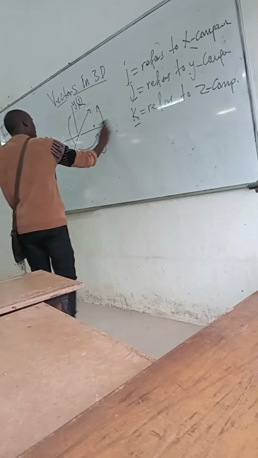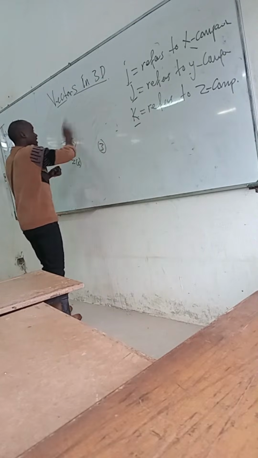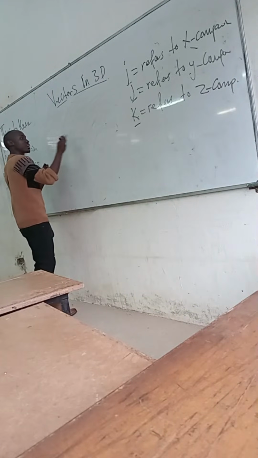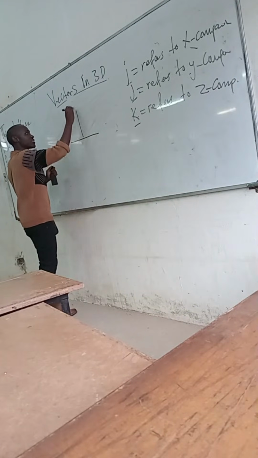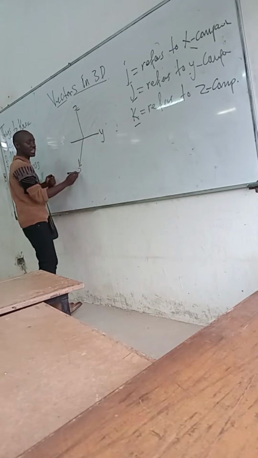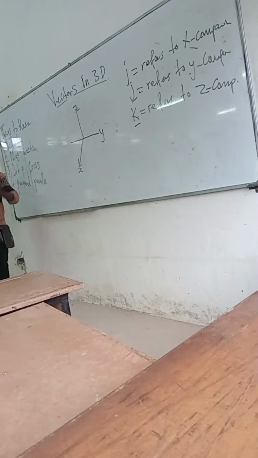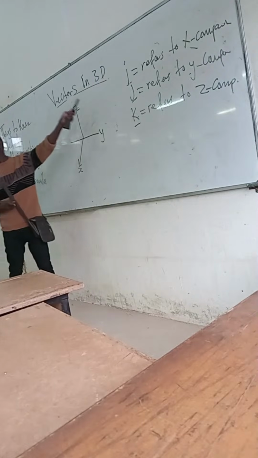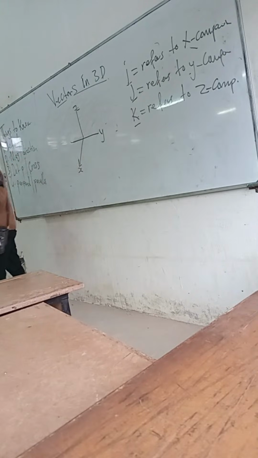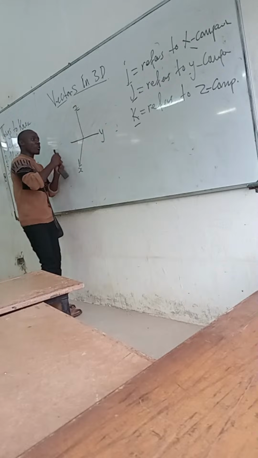Now, imagine, it is not always going to be y. Sometimes you can draw something like that. Then this one can be z, it's up to you. This one can be y, and this one can be x. It's up to you how you draw it. As long as it is a vector in 3 dimensions, you can draw. This one can be x, this one z, this one y. It's up to you.